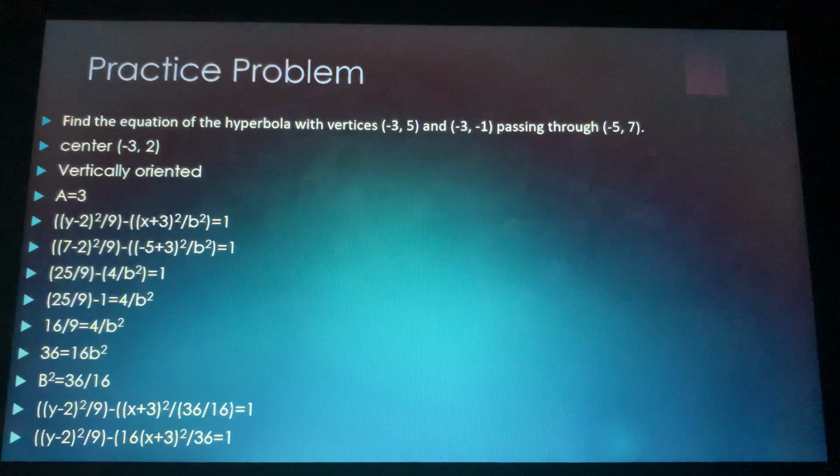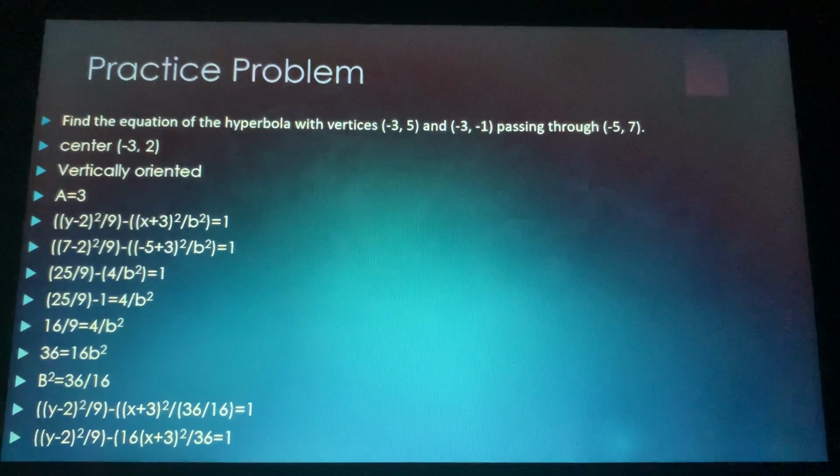Let's do one practice problem. Find the equation of a hyperbola with the vertices (−3, 5) and (−3, 1), but this hyperbola passes through the point (−5, 7). So we see the center from the x's and y's. We take the midpoint. The x value of the center is −3, and 5 minus 1 is 4, over 2 is 2. So the center is (−3, 2).